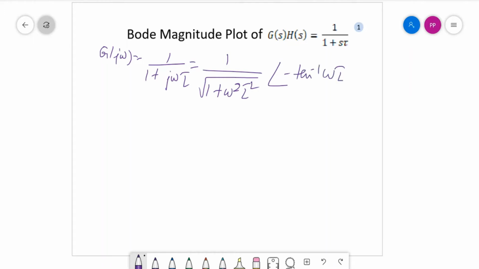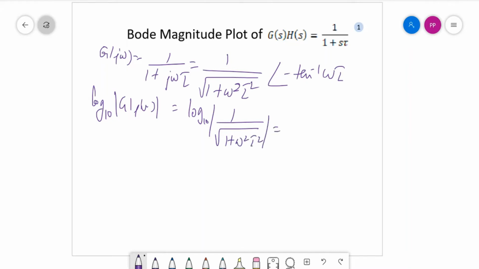So if we take the logarithm, log base 10, as discussed in the last lecture, of the magnitude of G at j omega, because this is the radical in the denominator, this is log base 10 of 1 by root 1 plus omega square tau square. This is nothing but equal to minus log base 10 square root of 1 plus omega square tau square, and this is equal to minus log base 10 of 1 plus omega square tau square, whole power 1 by 2, this is the radical.